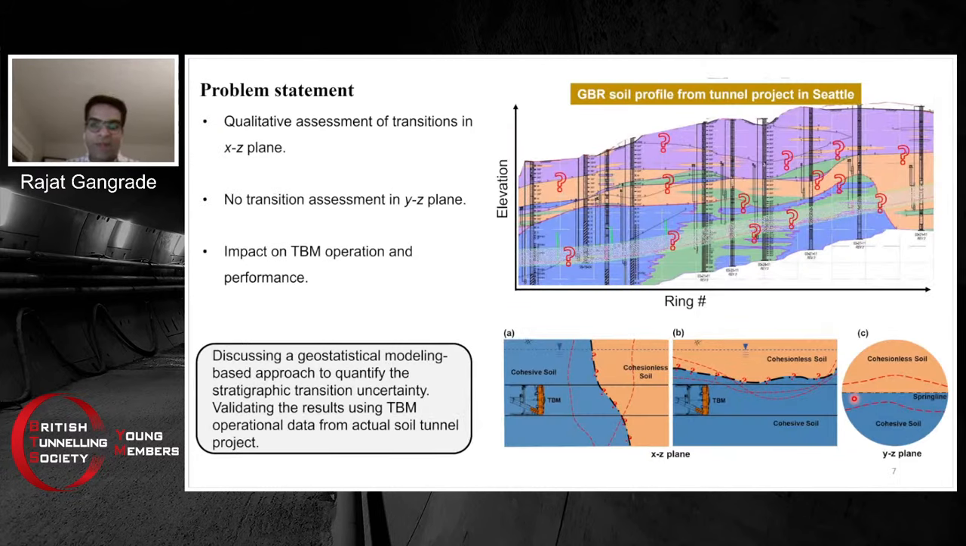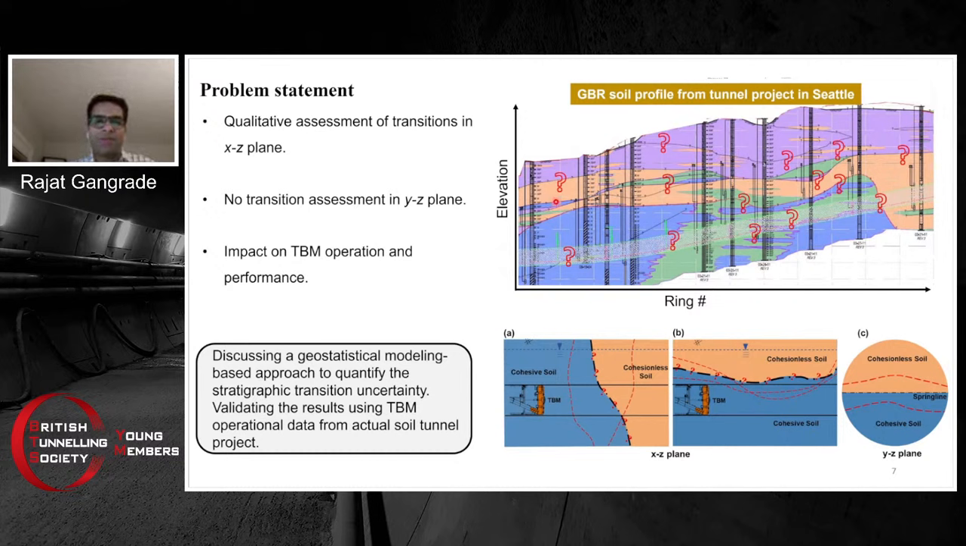So this is where I come in and talk about the soil transition aspect. We have been talking about uncertainty, but how is that quantified in these 2D profiles that I showed earlier? Again, the GBR profile from the tunnel project in Seattle. Generally, these profiles are laid out along the ring or along the station, and on the y-axis we have the elevation. The black lines that you see are the stick logs, the boring logs. The colors are defined based on those boring logs.